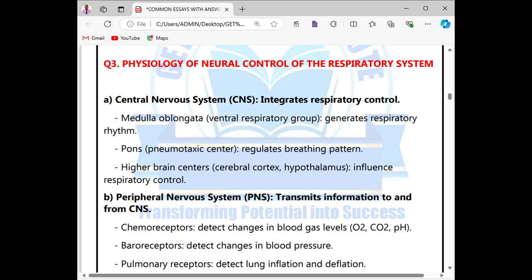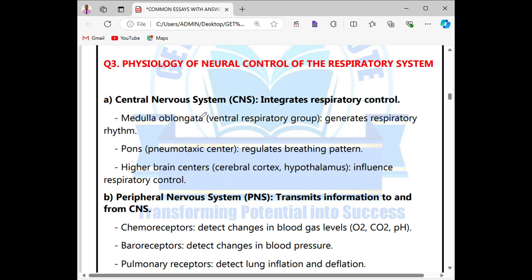Can we talk about question 3? All right, so question 3 wants us to talk about the physiology of neural control of the respiratory system.